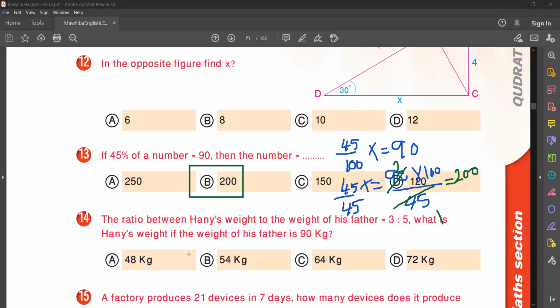I think it is easy to find 45% of a number equals 90. You write 45 over 100 x equals 90. Then you find x. Right?